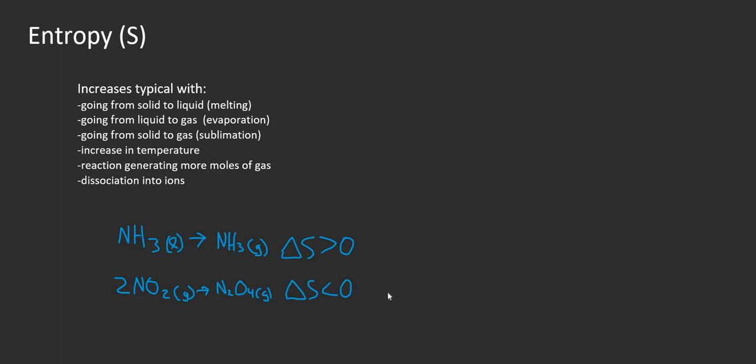We're becoming more organized. Now, if we went in the reverse direction and we took N2O4 and we created 2 NO2 molecules from that, then we would see an increase of disorder because we're creating more gas molecules. But in this case, we're creating less gas molecules, so we're decreasing our entropy. Our entropy is going to be negative, less than 0.